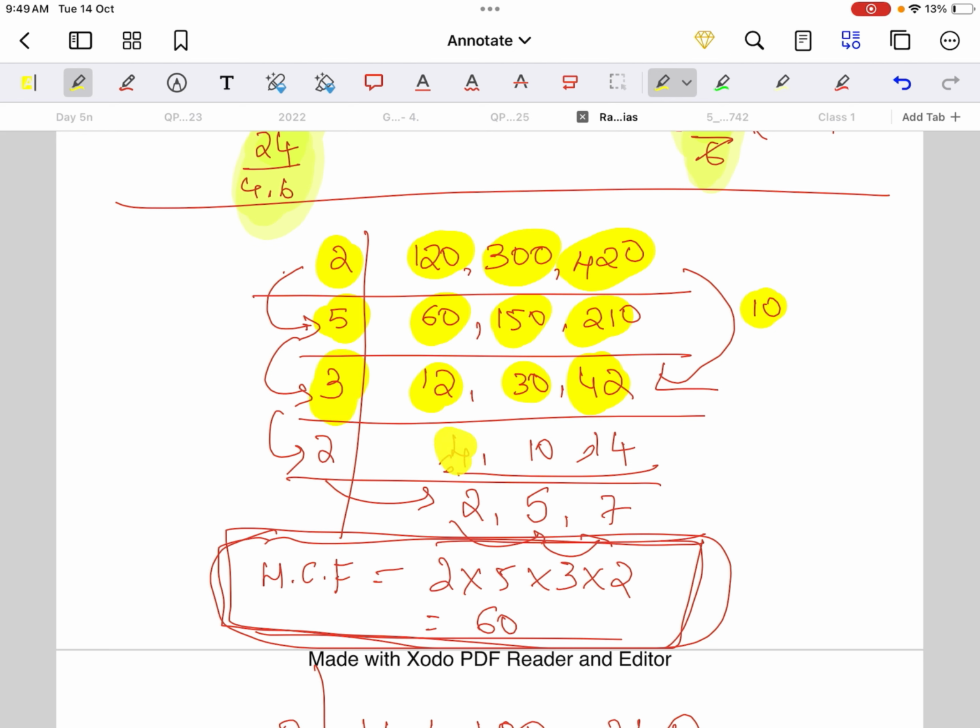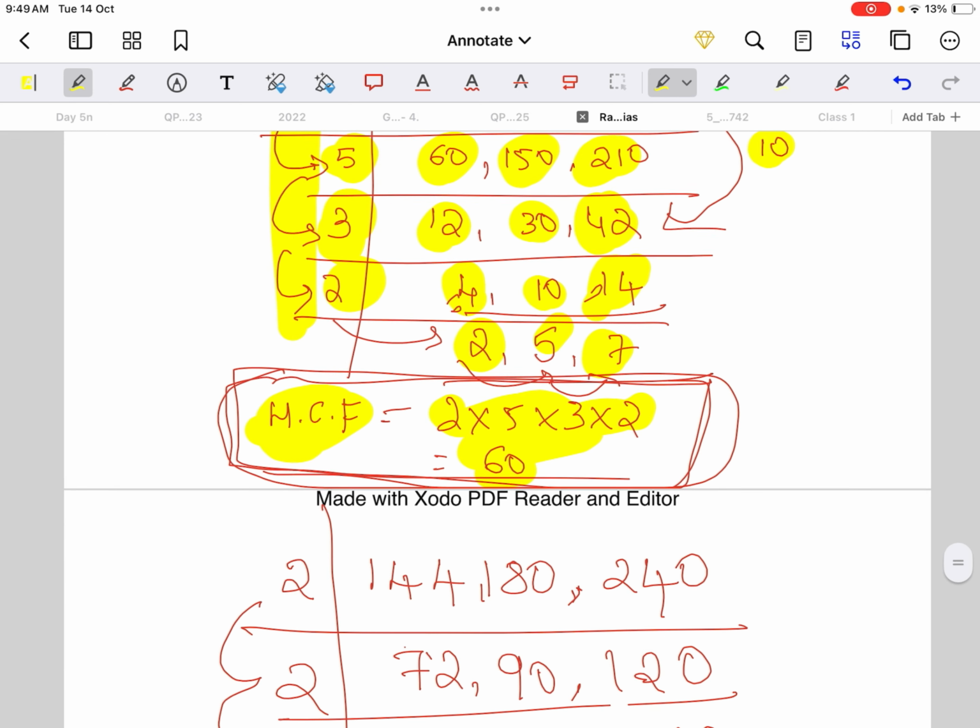Again, I went for 3, it is 4, 10 and 14. Again, I went for 2, it is 2, 5, 7. See, 2 is a prime number, 5 is a prime number, 7 is a prime number. To find out HCF, it is a simple multiplication of 2 into 5 into 3 into 2, like this way. So we get 60 as the HCF.